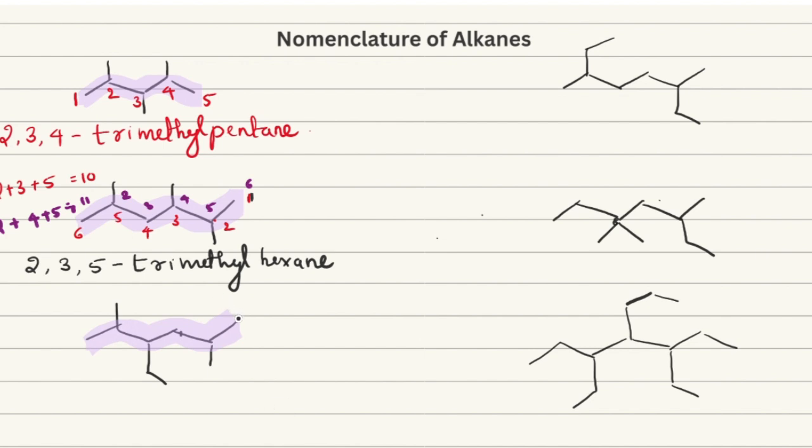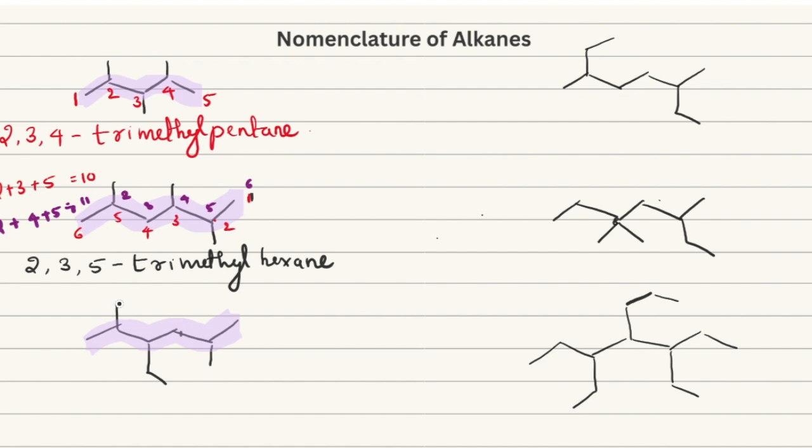What exactly it means? If I choose this as the longest chain, I will be having only 2 substituents, right? So that's why if I take this as the longest chain, 1, 2, 3, more number of substituents. So this is also one of the important rules. Choose the longest chain and make sure that there are more number of substituents.